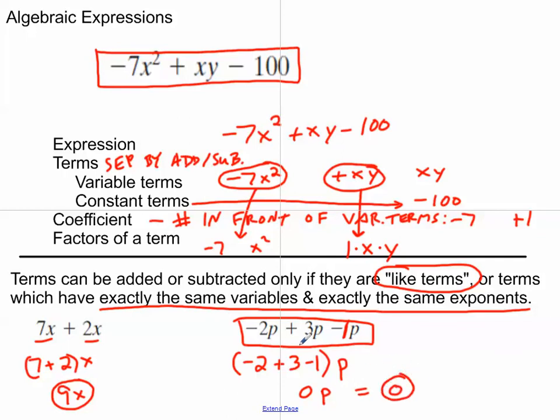So when we add all these up, negative 2p plus 3p minus 1p gives us 0p, or 0 times the variable, which gives us simply 0. That's our answer when we add up these three like terms. Alright, here's our summary of algebraic expressions and like terms.